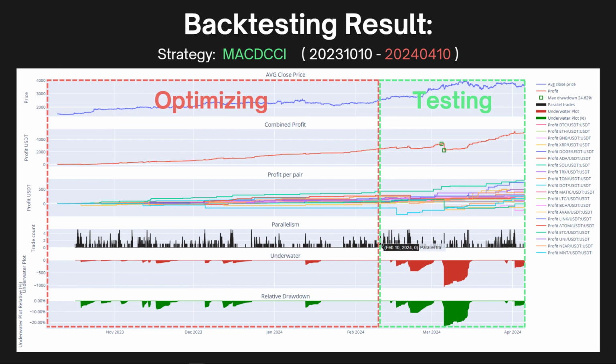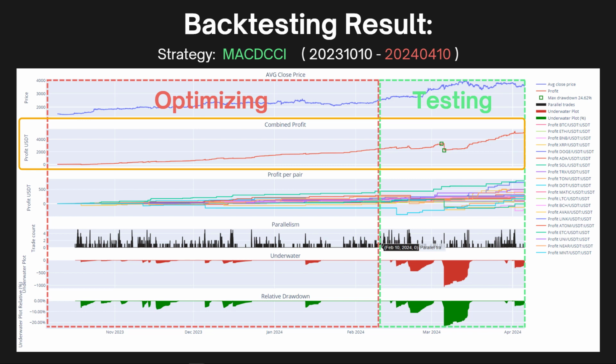Finally, let's examine the profit plot. We optimize the parameters using a portion of the data, specifically the left side, then test it on future or unseen data, which is on the right side. When using this strategy, the combined profit appears smooth and demonstrates a consistent upward trend, indicating successful trades over time.